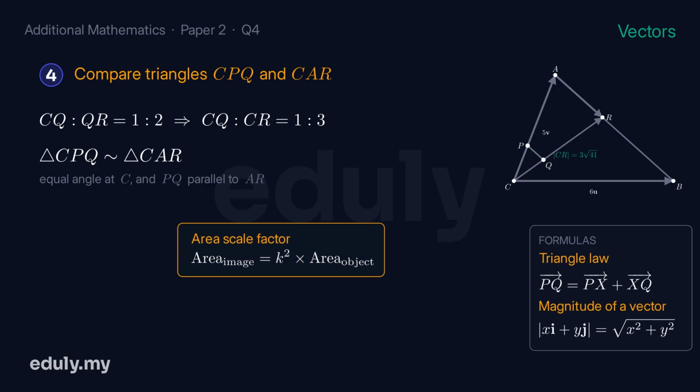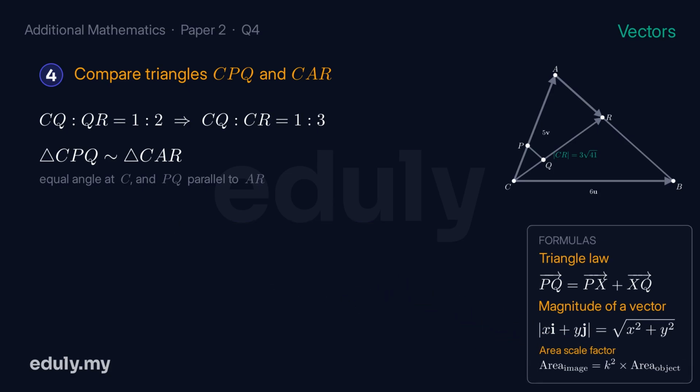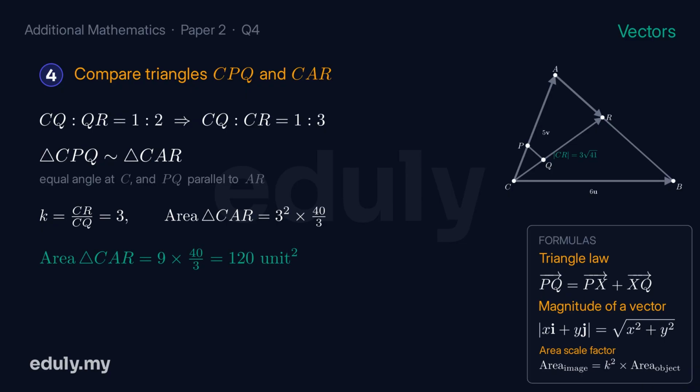Enlarge a shape, and its area grows by the square of the scale factor. The scale factor from the small triangle to the big one is 3, so its area is 3 squared times the small area. That gives 120. A common slip is to scale by 3 instead of 9, so remember it's the square of the scale factor.